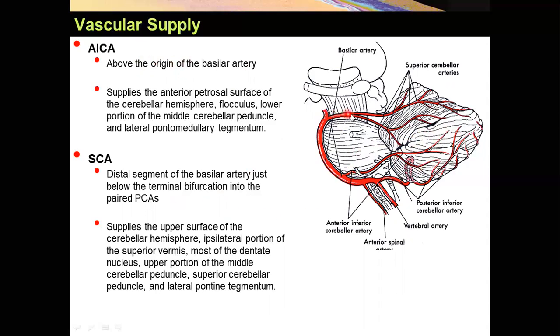The superior cerebellar artery, this one here, is a branch of the basilar artery. It arises from the basilar artery just below the bifurcation into the paired posterior cerebral arteries and supplies the upper surface of the cerebellar hemisphere, the ipsilateral portion of the superior vermis, most of the dentate nucleus, the upper portion of the middle cerebellar peduncle, the superior cerebellar peduncle, and the lateral pontine tegmentum.